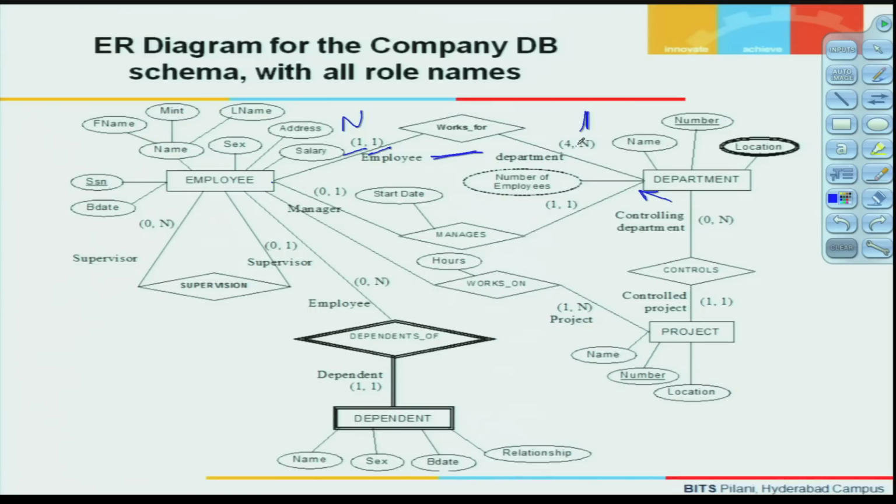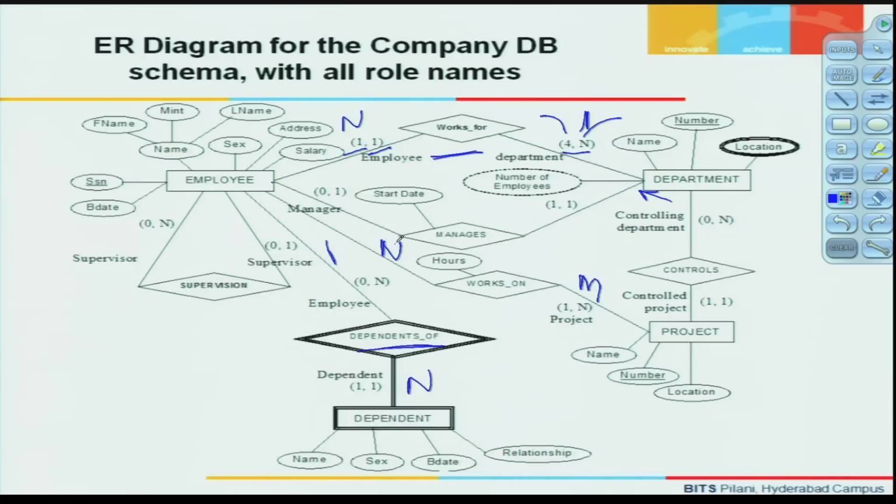Similarly, if you look at the min-max condition attached to this line, it indicates that each department can have a minimum of 4 employees and a maximum of any number of employees. Similarly, let us attach the cardinality for the relationship called dependents of. The company rule says that an employee can have n number of dependents, and a dependent is always associated with only one employee. So it is 1:n. Similarly, if you look at employee and project, one employee can work on any number of projects, and one project can have any number of employees. So it is m:n, that is, a many to many relationship.